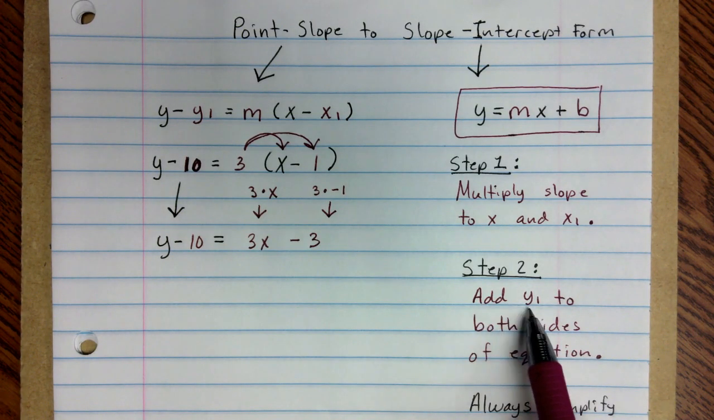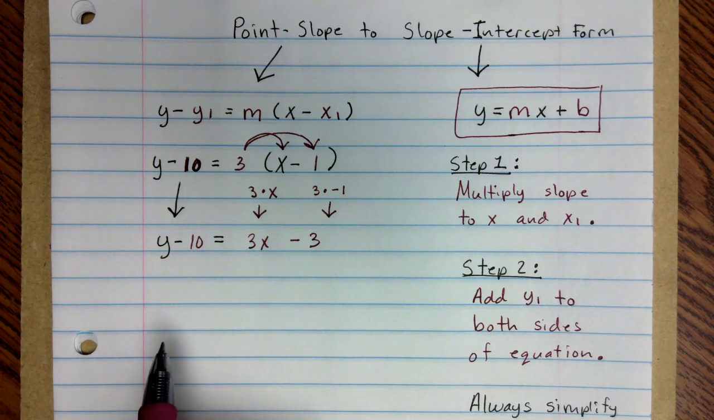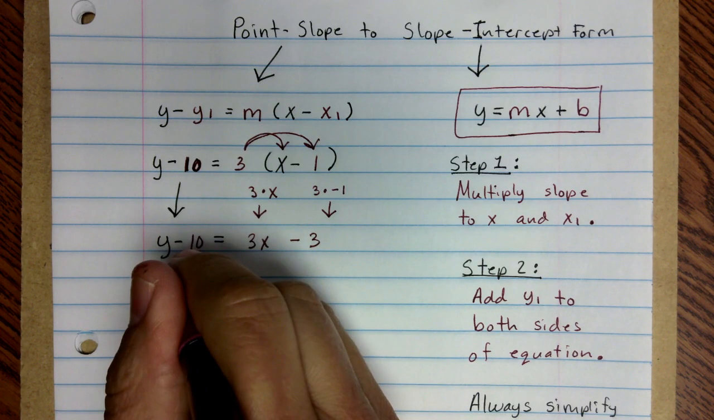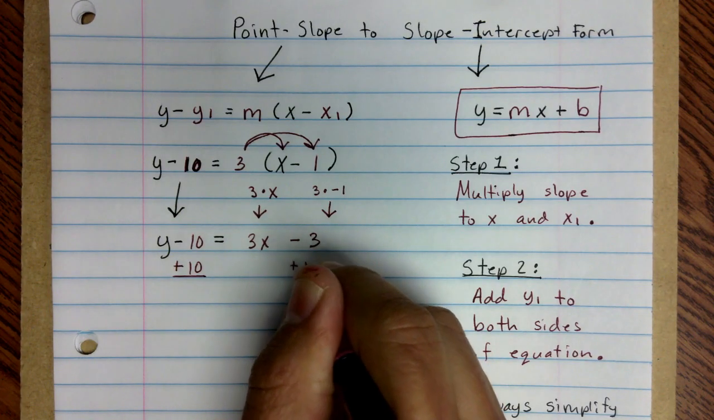Step 2 says we're going to add y1 to both sides of the equation. In this case, we're adding because it's negative. But remember, if this was a positive, we would then subtract. So I'm going to go ahead and add 10 to both sides of the equation.